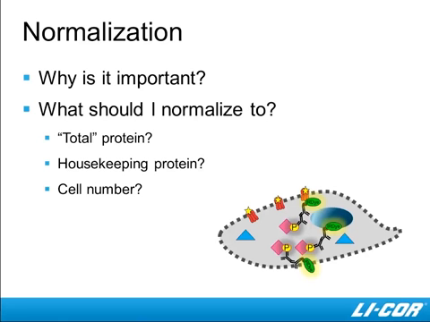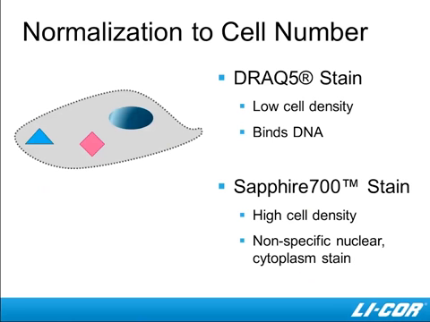So if in the 700 I use a non-specific cell stain, in the 800 channel I can look at my target of interest. So let's talk about the different options out there for these non-specific cell stains. Now, you might have seen some of these stains out there. I'm listing just a couple here. Very commonly, you might see DRAQ5. DRAQ5 is a non-specific DNA stain, but it works best when you have lower cell densities. Another option, Sapphire 700. Sapphire 700 stain is a non-specific nuclear and cytoplasmic stain, but it only works at higher cell densities.